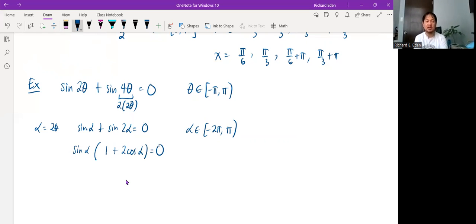So resist the temptation to just divide by sine alpha because we have to consider these two scenarios. Sine alpha is equal to 0 and also 1 plus 2 cosine alpha is equal to 0. Okay, now sine alpha is equal to 0, and alpha is in negative 2 pi onwards to 2 pi. What are the values of alpha?